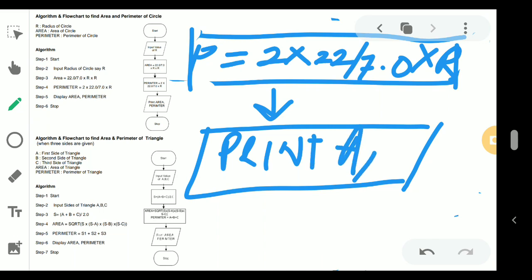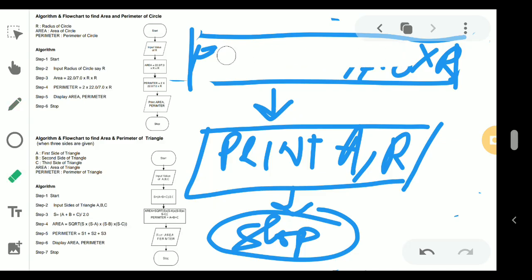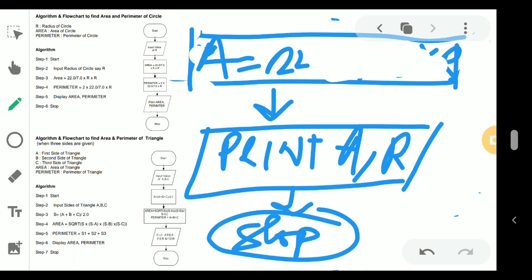Print a comma r and then stop. Okay, but the area part also, I have to show in a process box. Okay, like this. So A equals 22 by 7 into r into r. Previously I had written it in a parallelogram, that's a mistake. We have to write it in a process box.